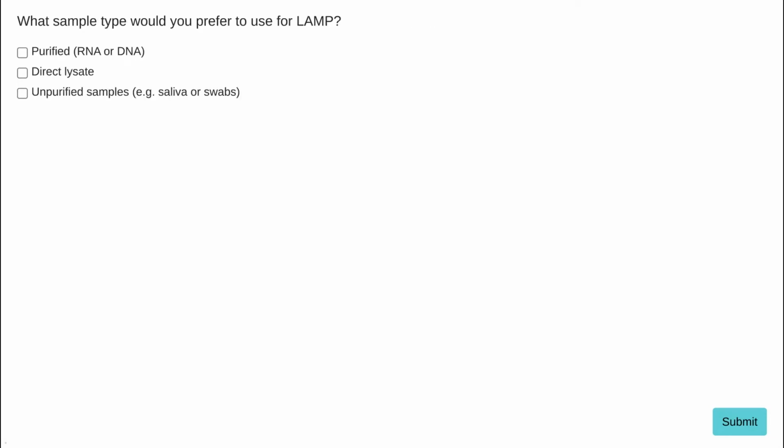Our second poll question, what sample type would you prefer to use for LAMP? Purified RNA or DNA, direct lysate, unpurified samples, e.g. saliva or swabs. Make your selection, click on the answer. Again, the poll question is, what sample type would you prefer to use for LAMP? Purified RNA or DNA, direct lysate, unpurified samples, e.g. saliva or swabs. And you'll have about 5 to 8 more seconds to make your selection.